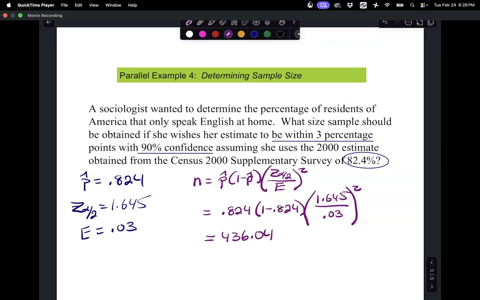We can't poll a partial person. I cannot poll 0.04 of a person. And 436 is not big enough. We always round up to the next whole number. Always round up to the next whole number, even if it's 0.04.